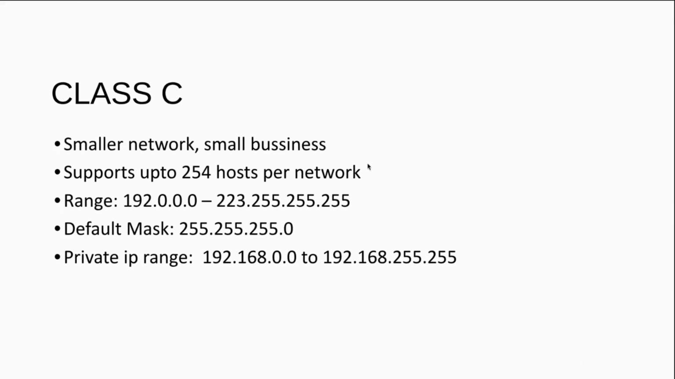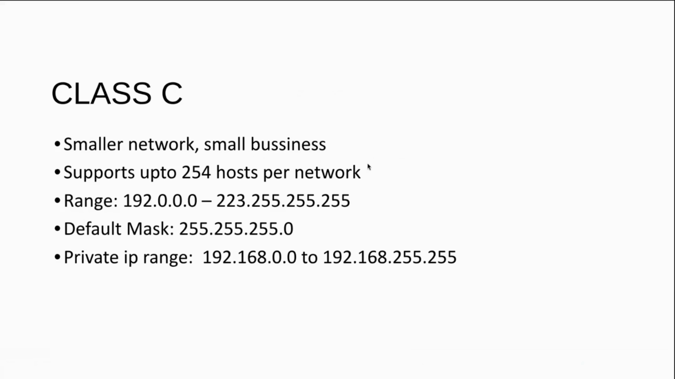And the next, Class C. Class C is for smaller networks or small businesses, like a home network or small network with a limited number of devices. It supports up to 254 hosts per network. The range of a Class C IP is 192.0.0.0 to 223.255.255.255, and the default subnet mask of Class C is 255.255.255.0, and the private IP range in Class C is 192.168.0.0 to 192.168.255.255.